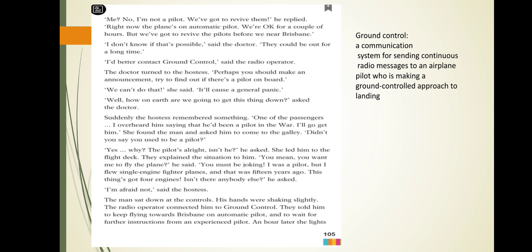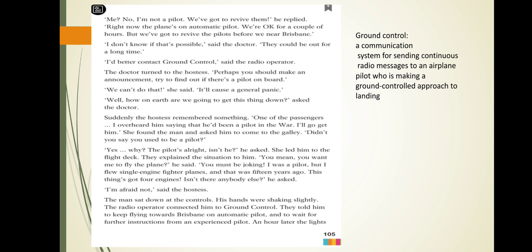Suddenly, the hostess remembered something. One of the passengers, I overheard him saying that he had been a pilot in the war. I will go get him. She found the man and asked him to come to the galley. Didn't you say you used to be a pilot?